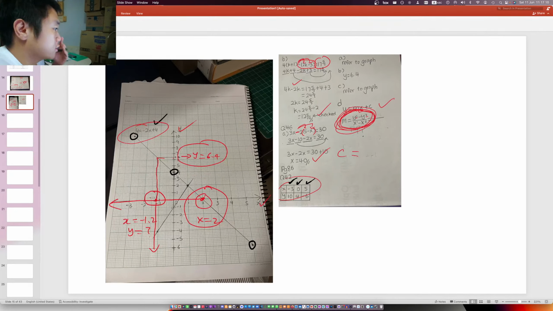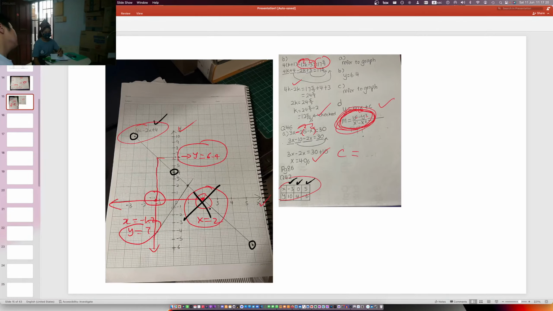And then, of course, you read the question. The question asks for y equals to something, right? Then it makes sense for you to disregard this, because this will give you x equal to 2, which is not what the question wants, right? So this is the only answer. Y equals to 6.4. Does it make sense?